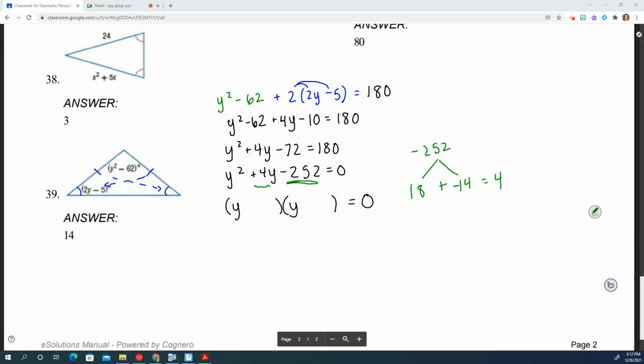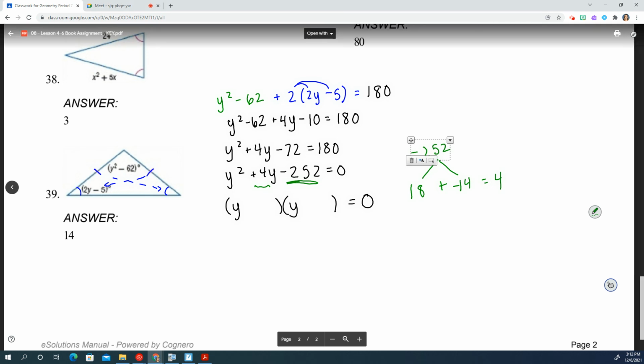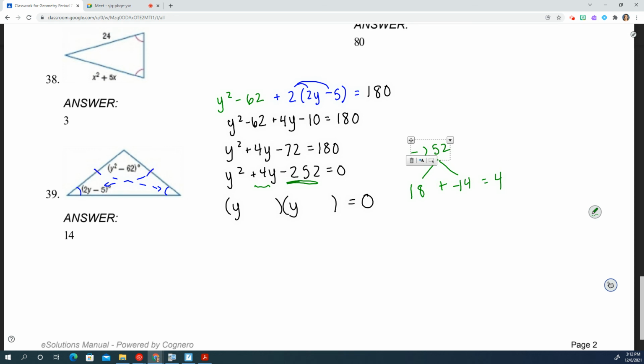Okay, so in your calculator, you can do 18 times negative 14 would give me that product. You guys agree that 18 plus negative 14 is 4. So these 2 numbers go here. So you get positive 18 and negative 14. So here's what factoring is. If you were to FOIL this out or multiply this out, you do y times y, which is y squared. Negative 14y plus 18y would add to 4y. And then you multiply these and you get negative 252. Okay, it undoes FOILing, undoes the distributive property.